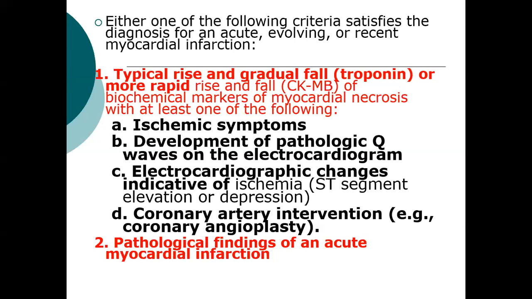We have ischemic symptoms. There's development of pathological Q waves on the electrocardiogram. There are electrocardiographic changes indicative of ischemia. The coronary artery intervention that we do in Kenyatta usually also confirms the electrical and the blood findings that we have tested. Then you have pathological findings of an acute myocardial infarction.